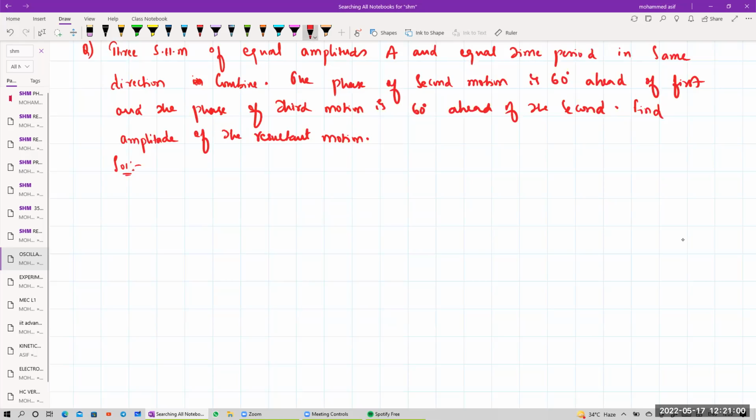Try to read the question once. The question: we got three SHMs of equal amplitudes A. Got it? Am I audible, beta? Anish?